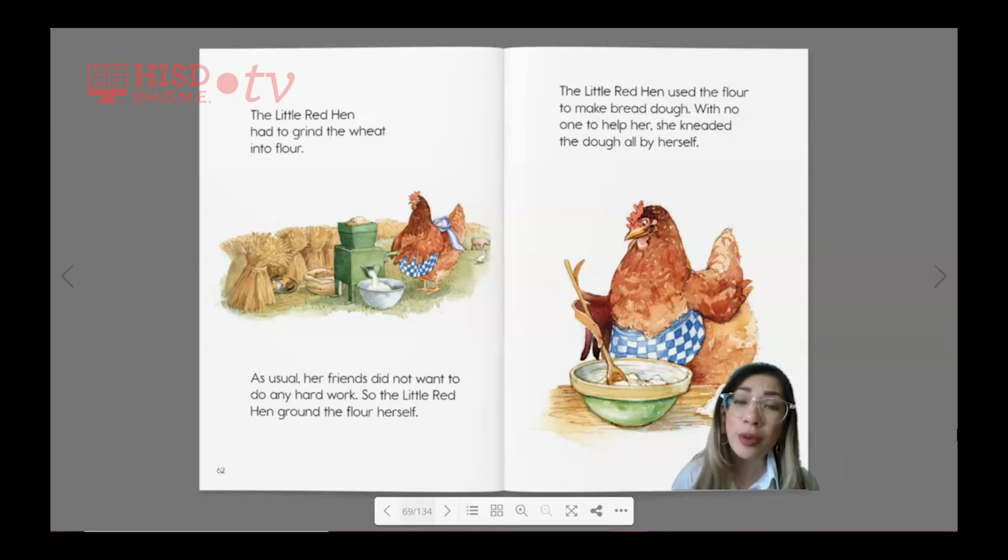What do you think the little red hen is thinking right now? Say your sentence then. I think.